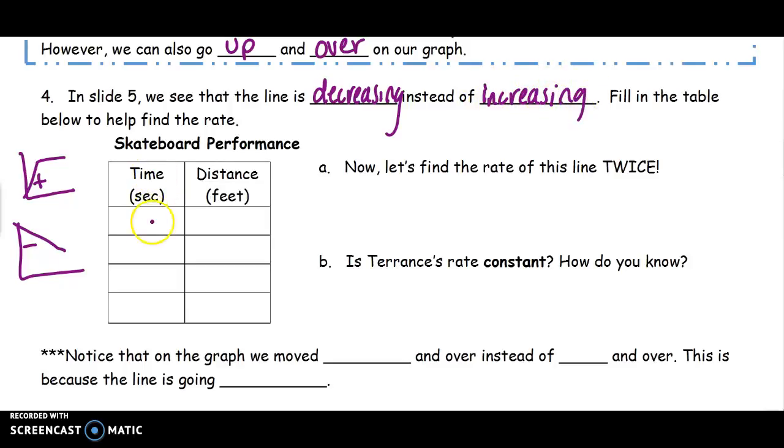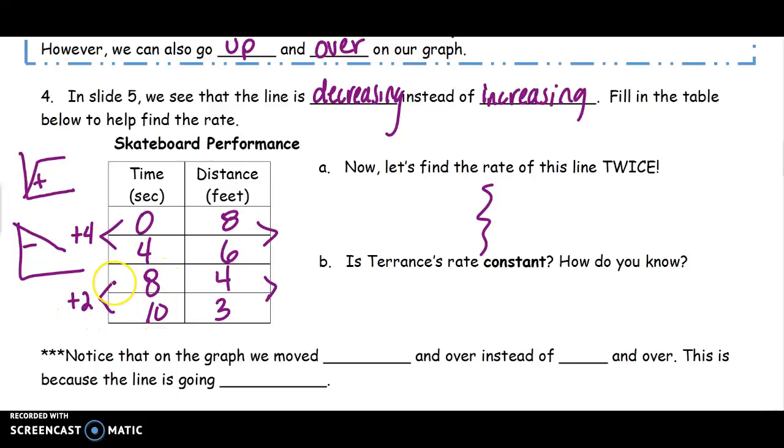Here are our values. At 0, they start 8 feet away from the motion detector. At 4 seconds, they're 6. At 8 seconds, they're 4. And at 10 seconds, they are 3 feet. Let's find the rate of change twice, between the first 2 entries and the last 2 entries of our table. How do you get from 0 to 4? You would add 4. How do you get from 8 to 10? You would add 2. To get from 8 to 6, you now subtract 2, and from 4 to 3, you would subtract 1.